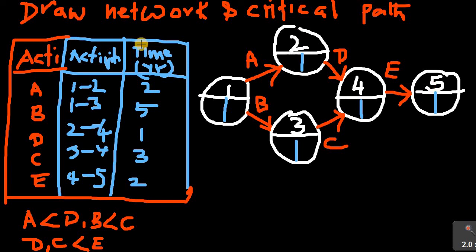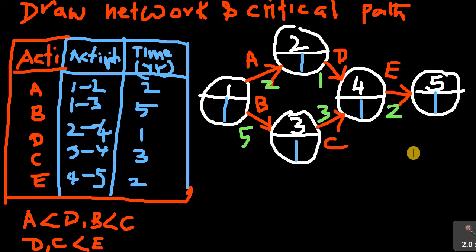Now what are the corresponding times taken? We have to write them side by side. Activity A takes 2 years, activity B takes 5 years, activity C takes 3 years, activity D takes 1 year, and activity E takes 2 years. Okay, so let us check that. A takes 2 years, B takes 5 years, D takes 1 year, C takes 3 years, and E takes 2 years. Okay, now what is the next calculation?